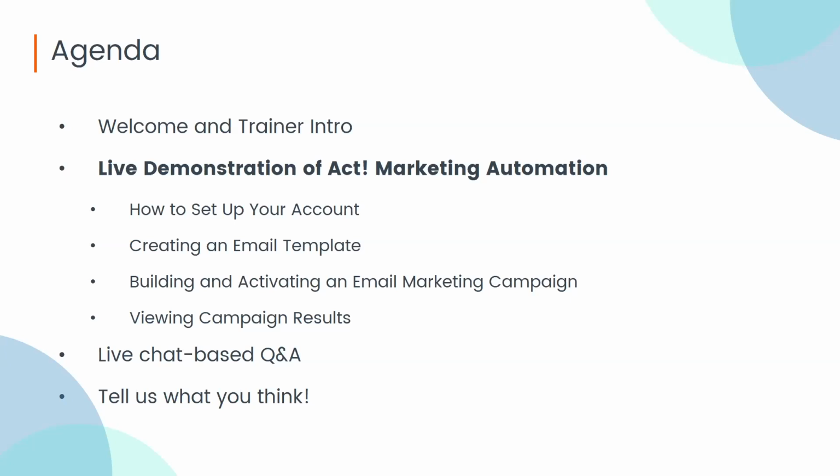Then we're going to create an email template. I'll show you some of the tools and some of the things that you can do in creating an email template. After that, we'll build our own marketing campaign and we'll activate it to show you how a campaign works, show you the steps in the workflow on how you can let ACT marketing automation market to your audience for you. And then we'll look at an old campaign that I had running a couple weeks ago, and we'll see some results on what that might look like, some of the things that you can view after the fact.